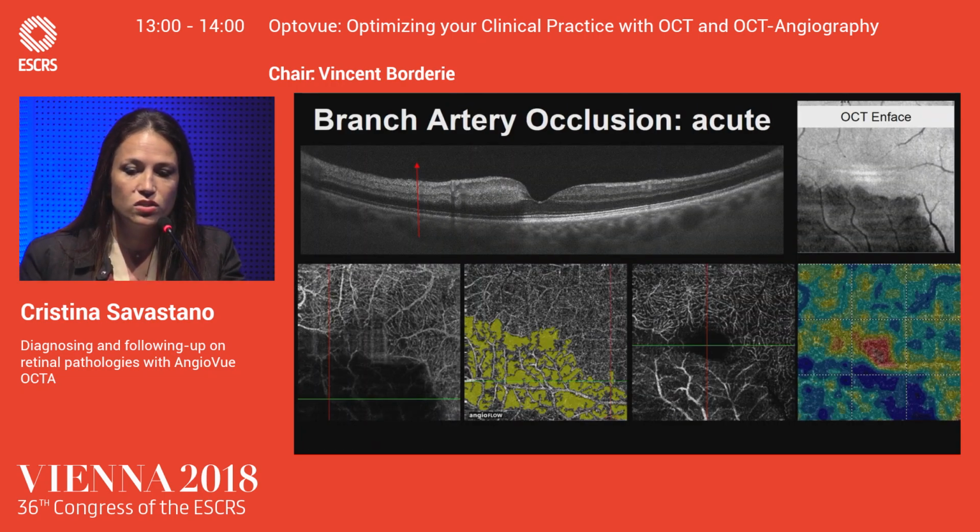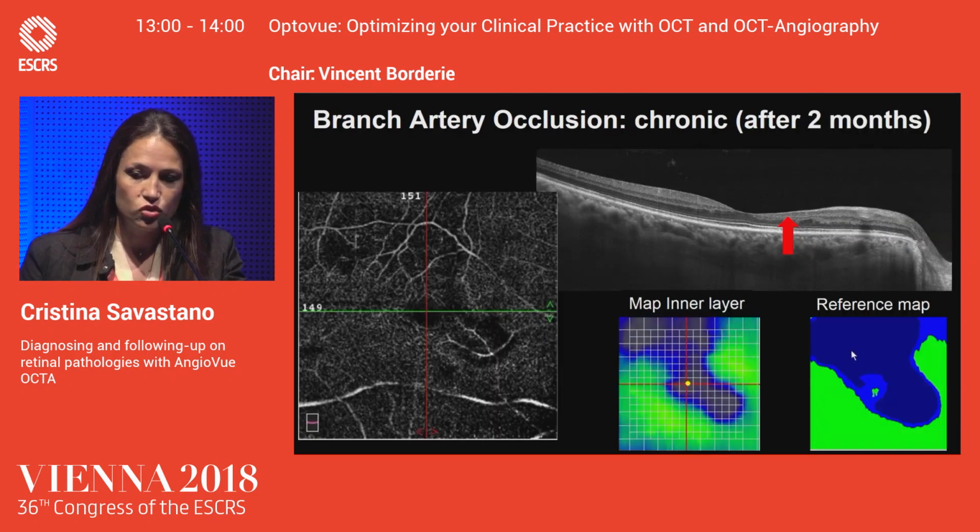This is a case in which an acute branch artery occlusion is observable, with a sponge-like edema inside the area of occlusion. And we can see here, especially in the density map, but even in correspondence of the vascularization analysis, the area of occlusion. After 2 months, the same patient had this area of absence of inner nuclear layer, in which there is, in the reference map and the inner layer map, a precise overlapping of the area of ischemia.